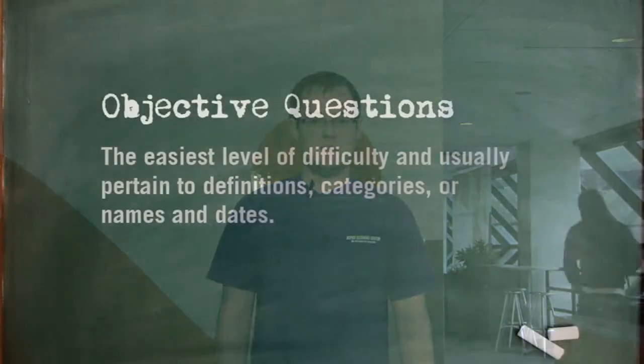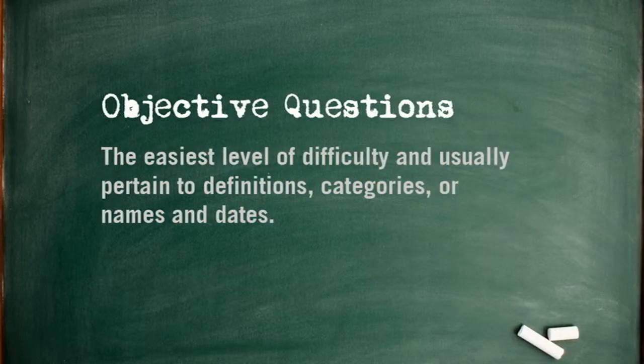Being able to predict test questions is closely related to gathering information about the exam. This will allow you to study more efficiently and reduce any uncertainties you have about the types of questions you'll be asked. Divide it up into 3 categories based on how you'll be tested. First, objective questions are of the easiest difficulty level and usually pertain to definitions, categories, or names and dates. Practicing objective questions involves creating your own true-false, multiple choice, or matching questions.